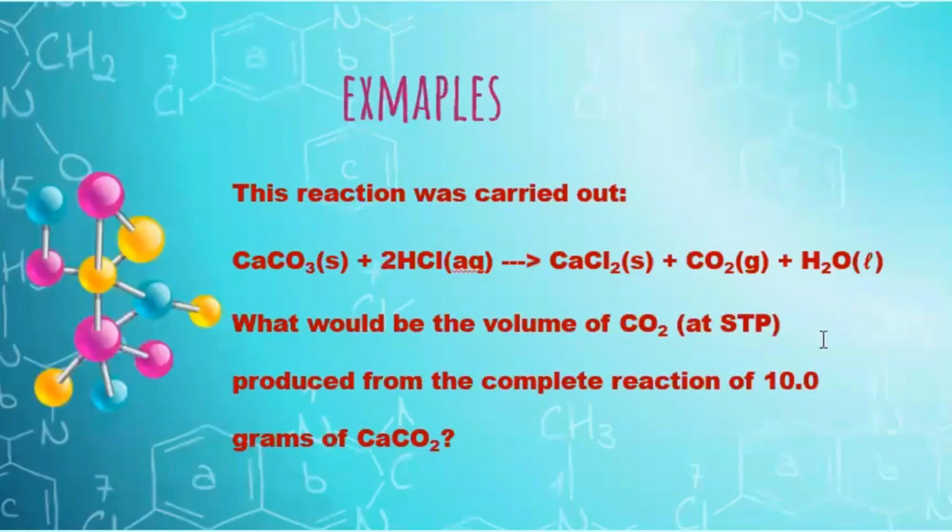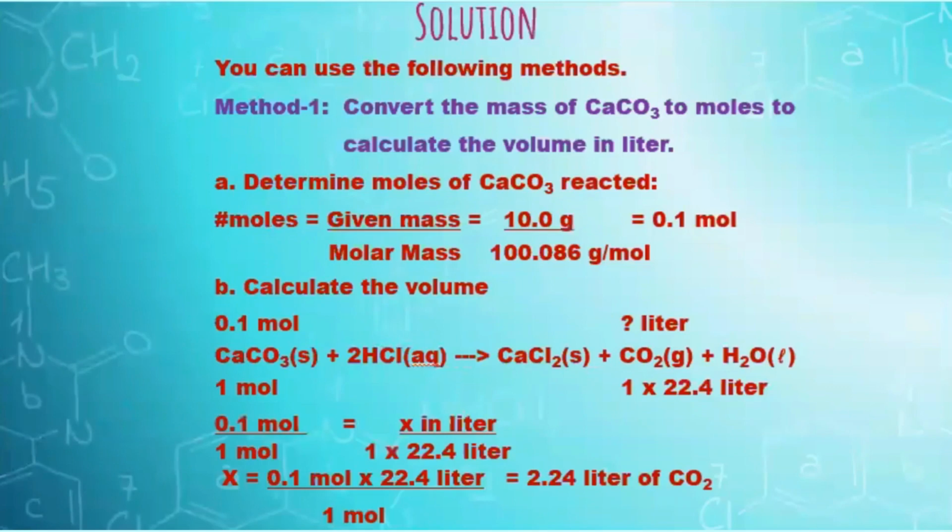Example: the reaction was carried out between calcium carbonate and hydrochloric acid to produce calcium chloride, carbon dioxide, and water. What will be the volume of carbon dioxide at STP produced from the complete reaction of 10 grams of calcium carbonate? Okay, this is a mass-volume problem. You are asked to find the volume of carbon dioxide. You have the given mass of what? Calcium carbonate.